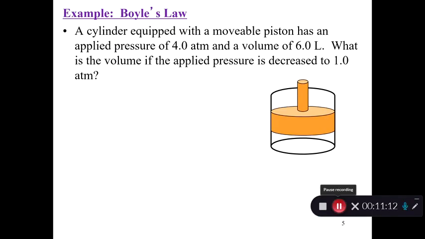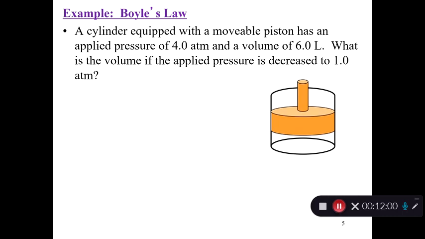In this example, we are going to review Boyle's law. As you see, here we have two pieces of information: pressure in atmosphere and volume of 6 liter. So we have pressure and volume. The question says, what is the volume if the applied pressure is decreased to 1 atmosphere? Look here, it says pressure is decreased to 1 atmosphere. So it means the second pressure or final condition. We are going to find what the question says, what is the volume. So we are going to calculate the volume of the gas in the second condition, the final condition.